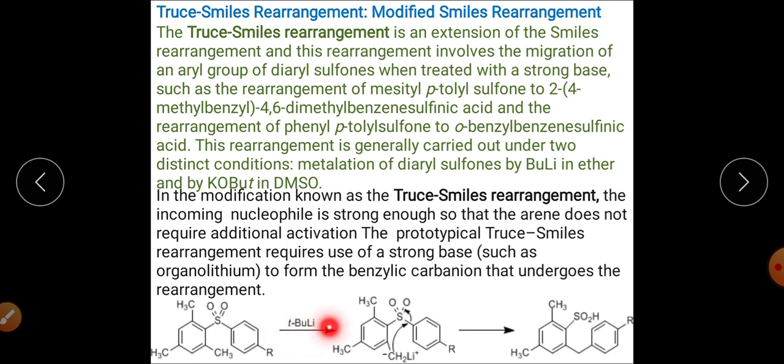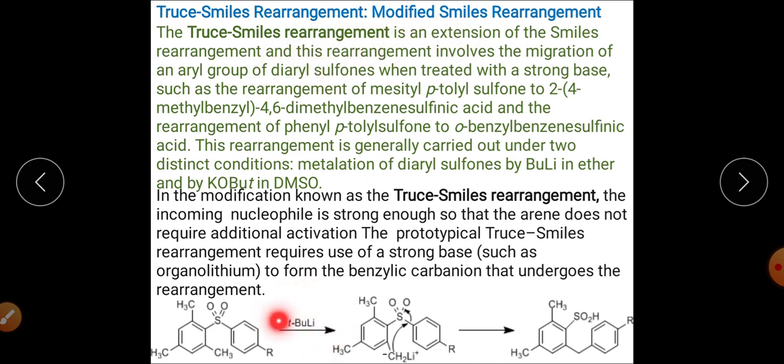When butyl lithium is used, it will react with this particular CH3, because here we do not have the hydroxyl group, the NH2 group, or the SH group that can easily give the H positive. Here we have a CH3 group, a methyl group. So it is not very easy to abstract the acidic proton from this particular group. So this particular reaction is a modification of the Smiles rearrangement, which is called the Truce-Smiles rearrangement.